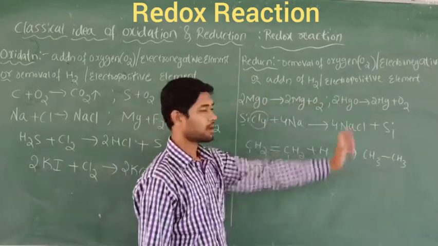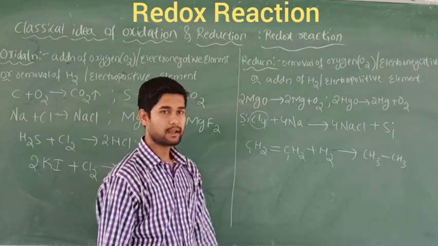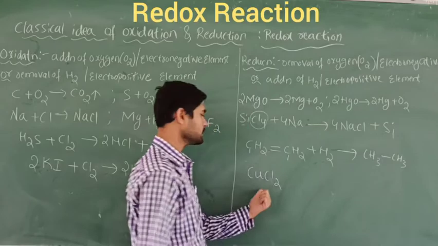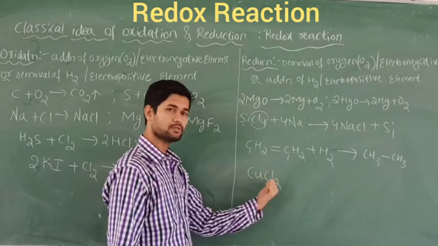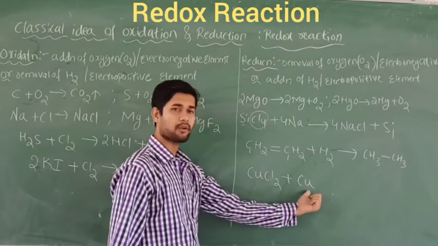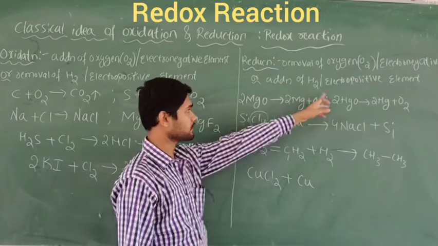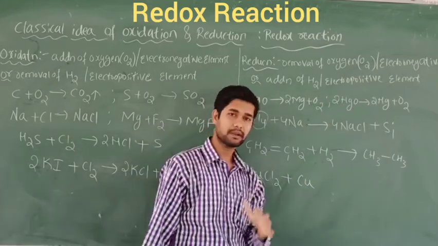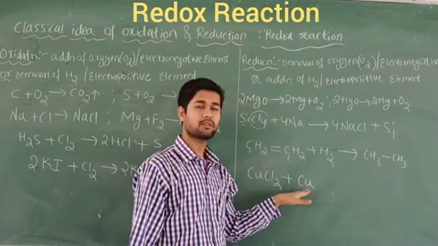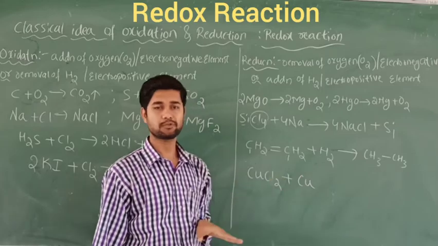And the next one is addition of an electropositive element. Once again, for electropositive elements, I am going to take a simple reaction. This is CuCl2. Now I am going to add an electropositive element. This is copper. Why are they called electropositive elements? All the metals, that is, the transition metals, are highly electropositive in nature.